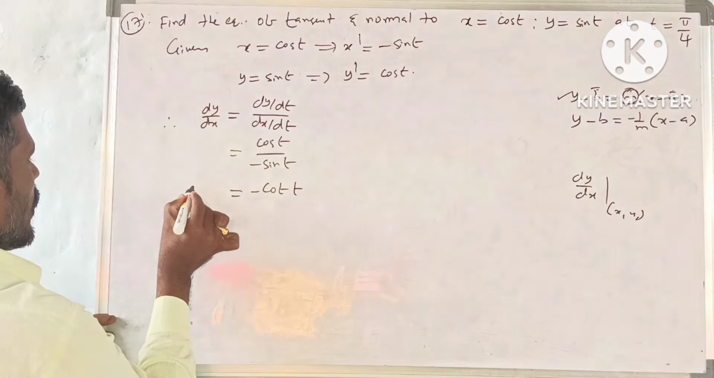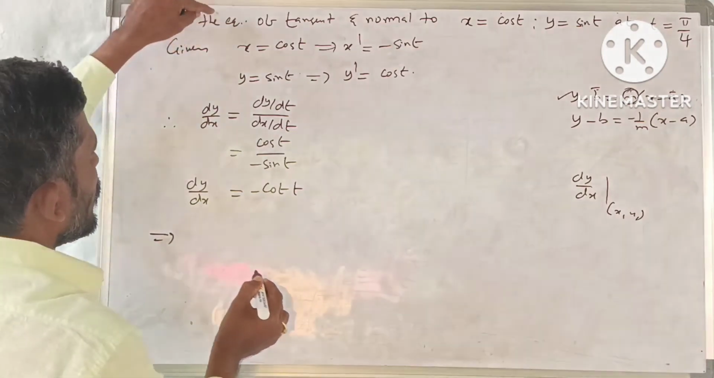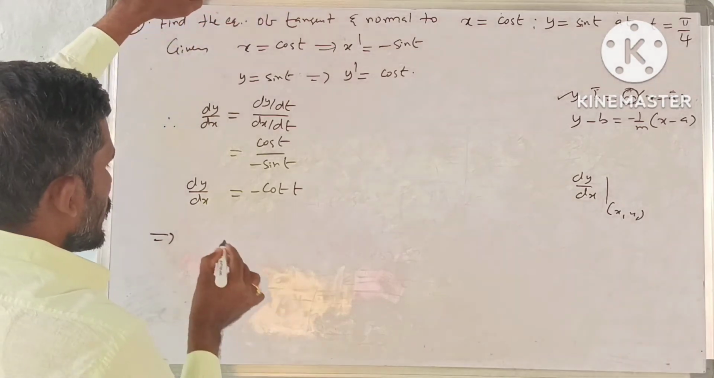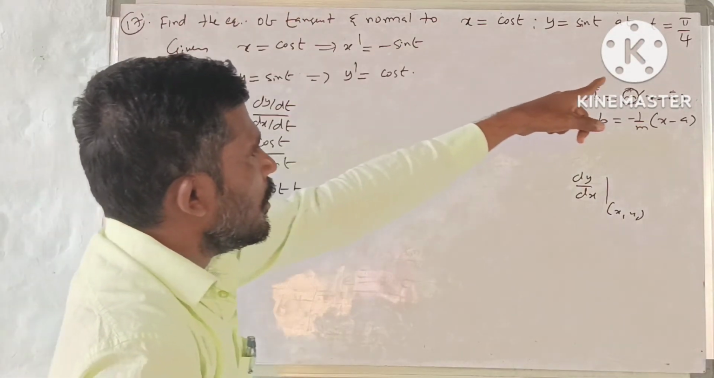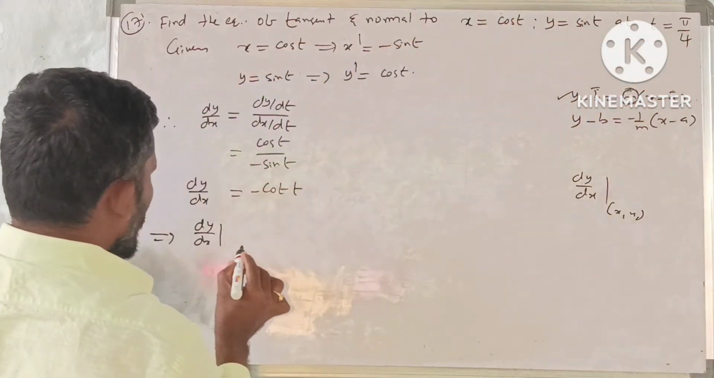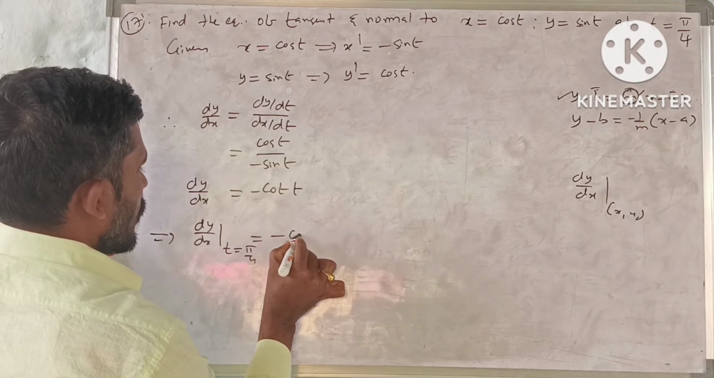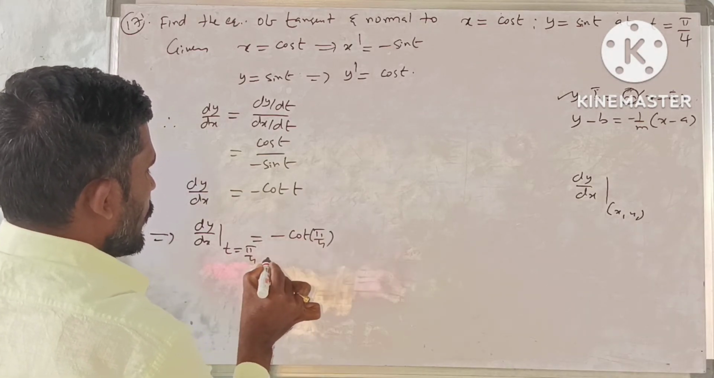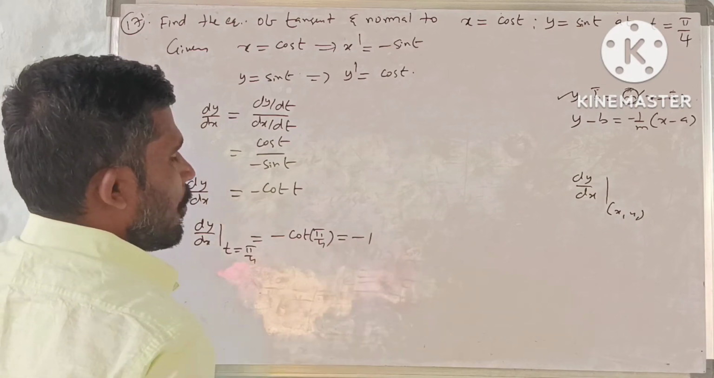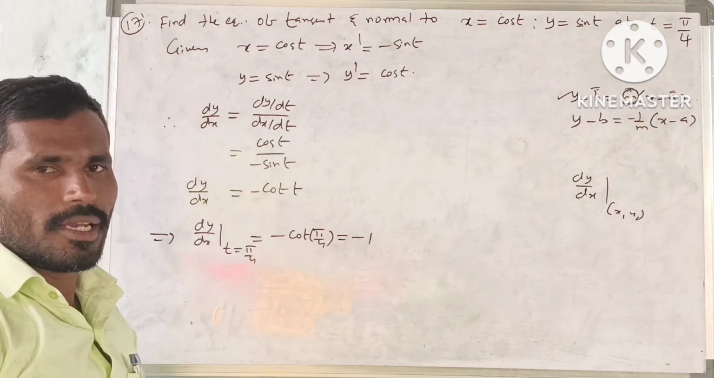So cot t, this is dy by dx. So you want the slope of the tangent. The slope of the tangent, dy by dx at the point t equal to pi by 4. So t is equal to pi by 4, I am substituting here. So here minus cot t, t is pi by 4. So what do we get for pi by 4? Here we get minus 1. Cot pi by 4 value is 1, and with the minus, minus 1.